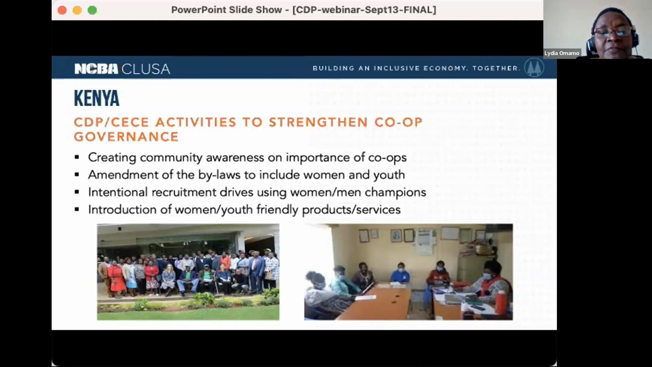And then from there, even when we do the community awareness, they come into cooperatives that already have inclusive laws. Then the intentional recruitment drives using the few leaders, the women leaders who are in cooperatives, and the men. And then introduction to women and youth friendly services.